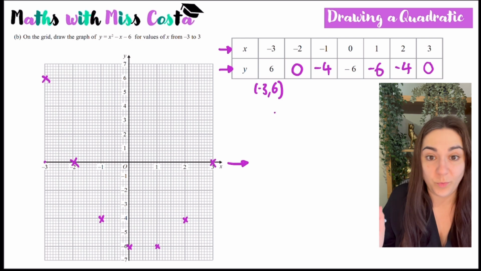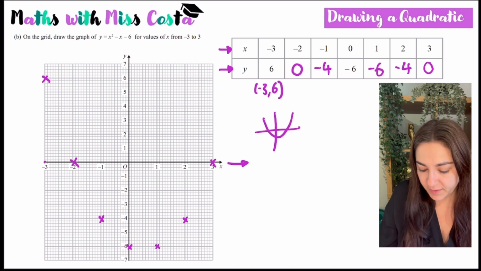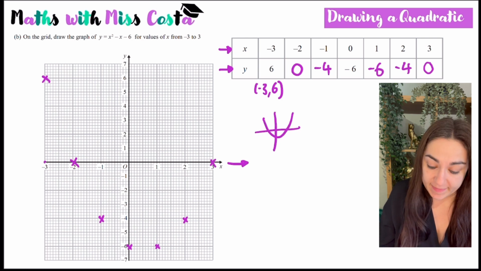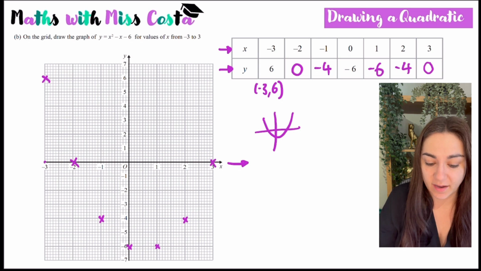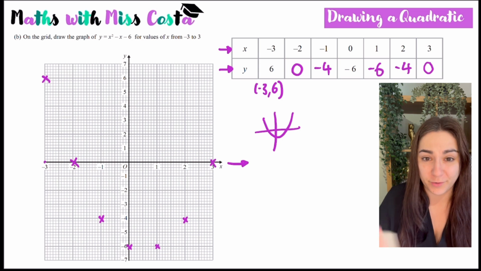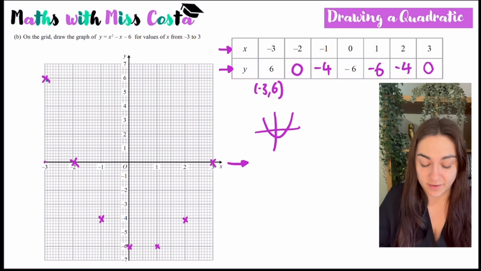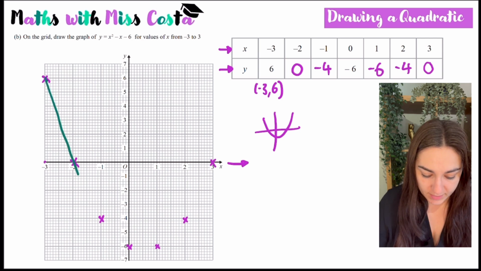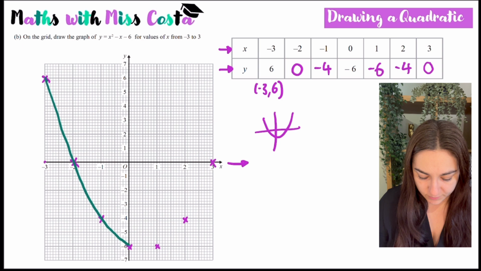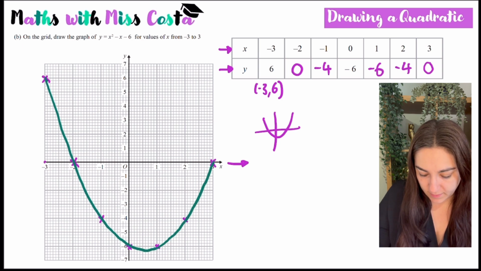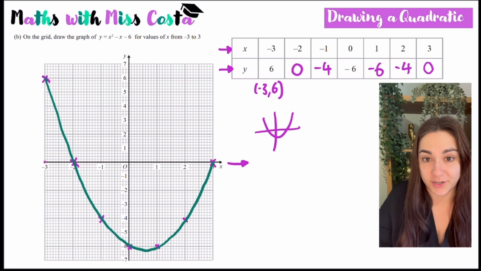So whenever I've got a quadratic, I know that it's going to look roughly like this. And then the really important thing is that I connect all the dots using freehand. So not a ruler, I'm not connecting it with straight lines, I'm just connecting them, and I'm going to make a little curve. So that is what my quadratic should look like.